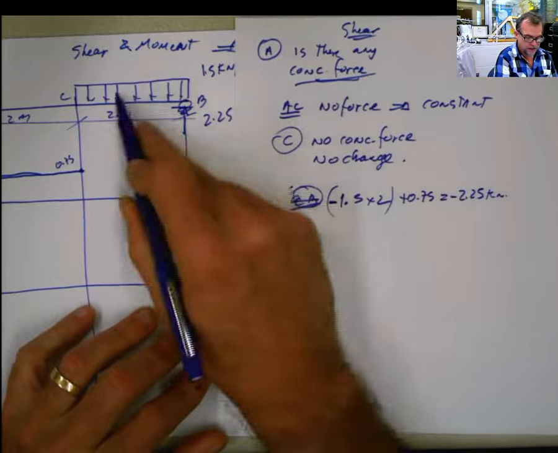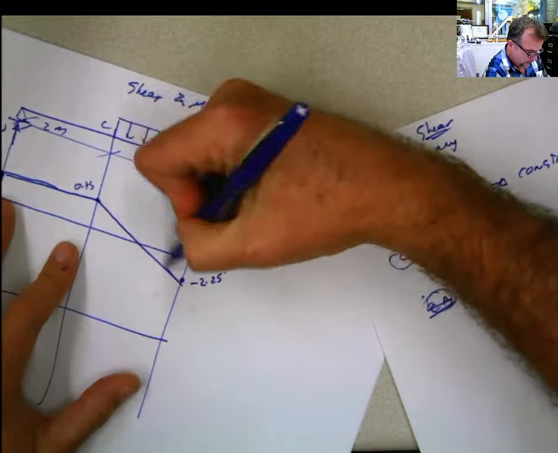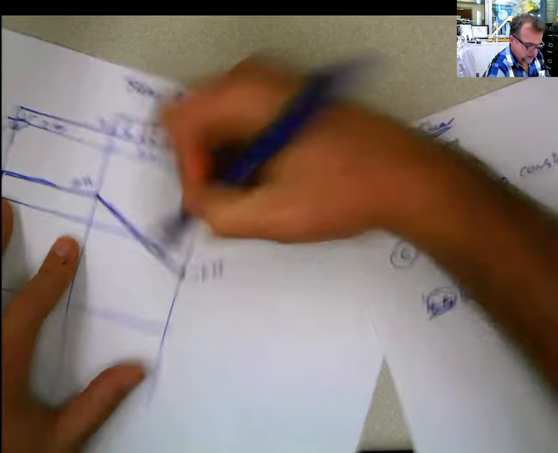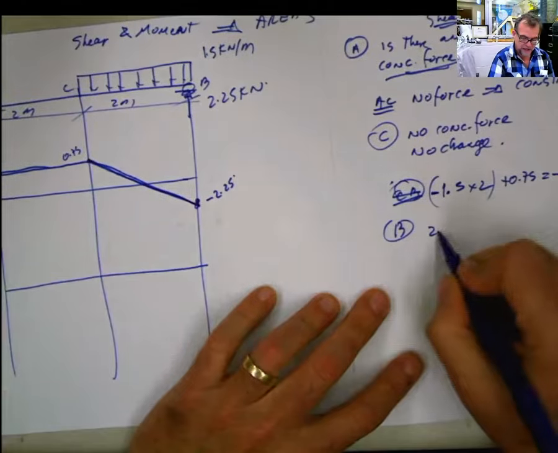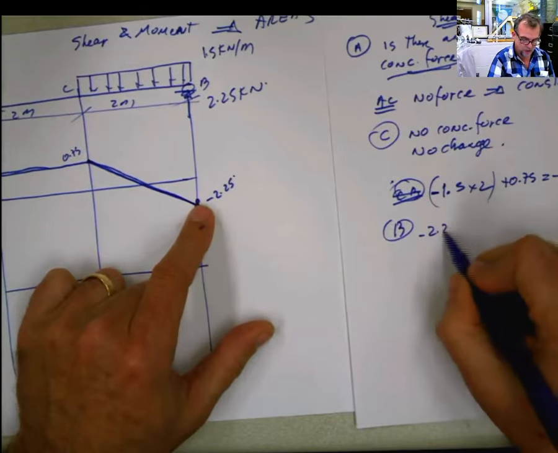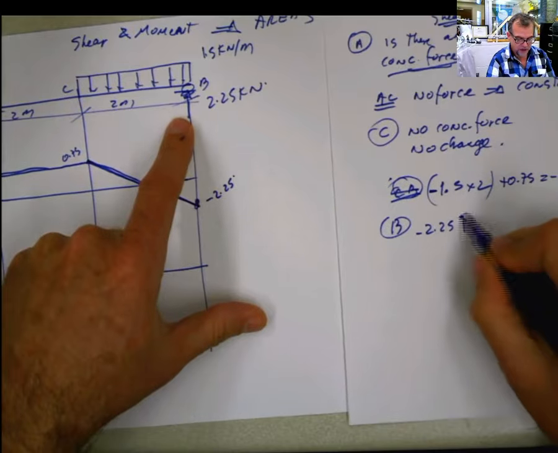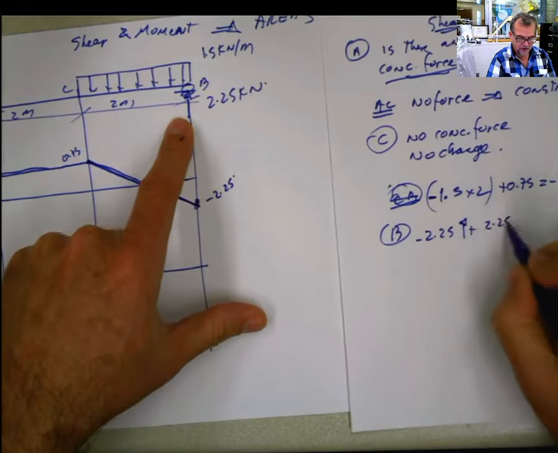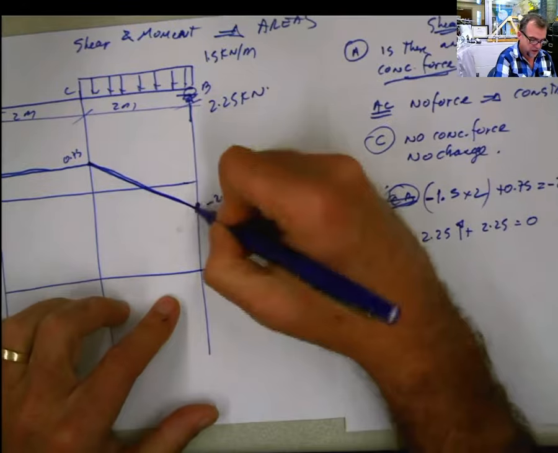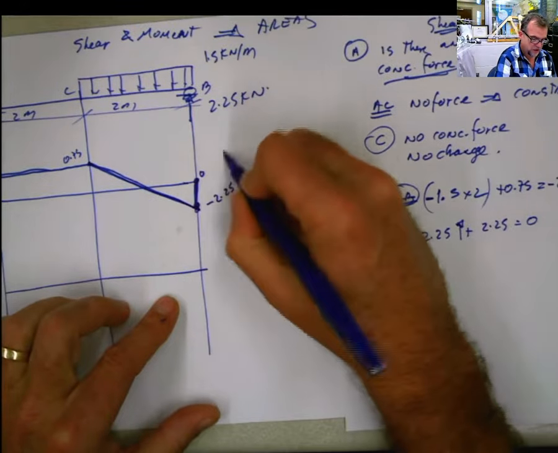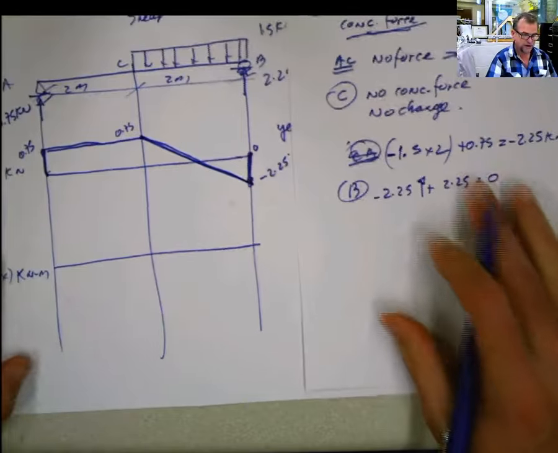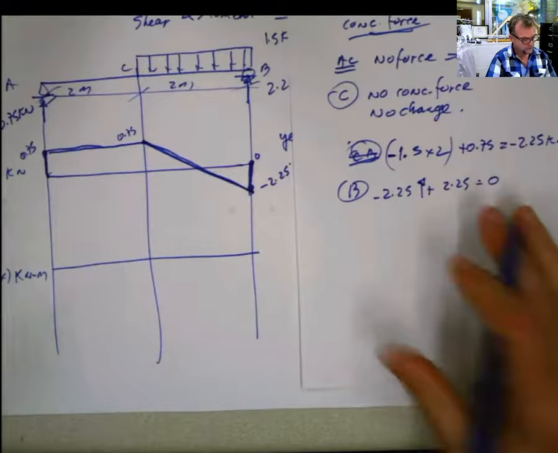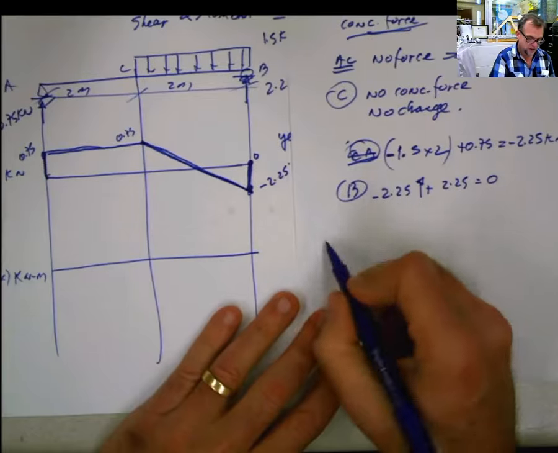Because this is constant, I know the integration of the constant is going to be a straight line, like that. Now I go to point B, and I started point B with the value of negative 2.25, but I find this force here of 2.25, that means this is going to jump to 0. That's it. Shear diagram, done. Method of areas. Now let's go with the moment.